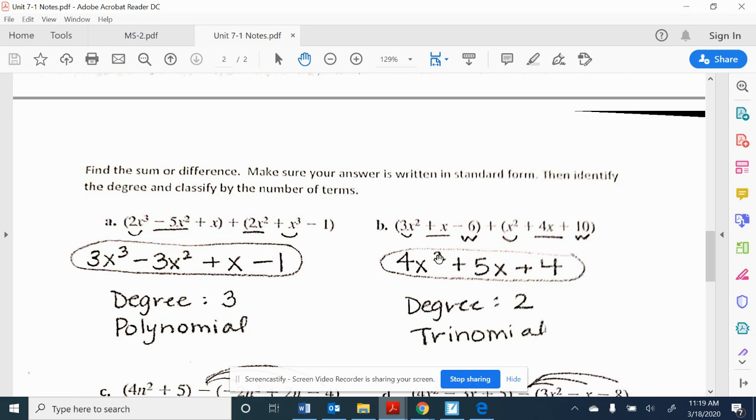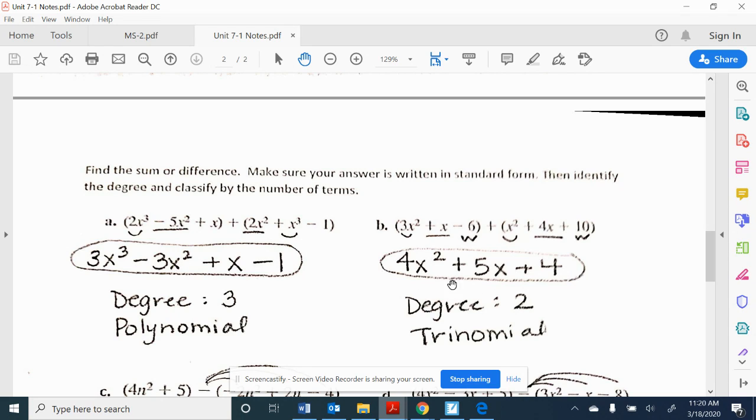Let's try this one over here. 3x squared plus x minus 6 plus x squared plus 4x plus 10. All right, 3x squared, I can combine that with x squared. 3x squared plus x squared is 4x squared. Plus x plus 4x is plus 5x. Minus 6 plus 10 is plus 4. So 4x squared plus 5x plus 4.